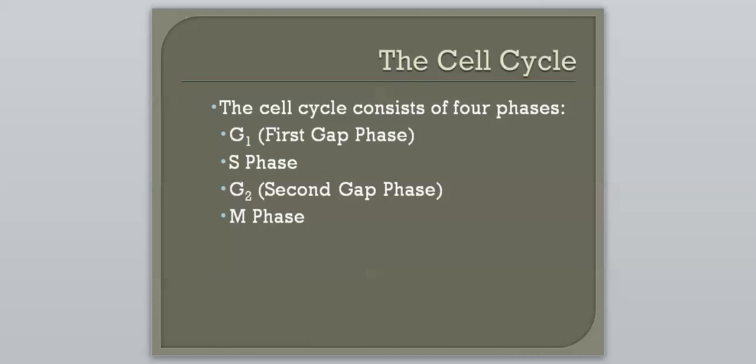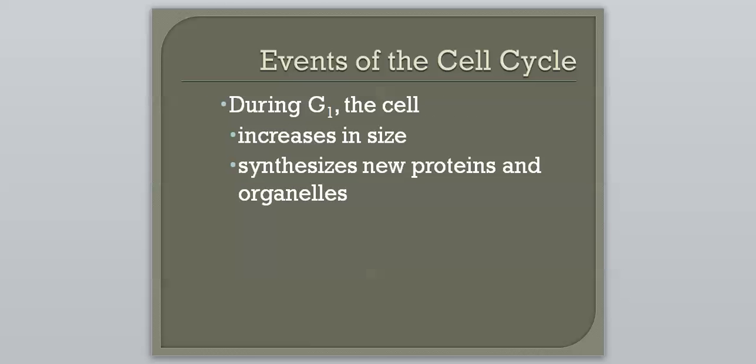So our steps here, we have G1, so these are 4 phases of the cell cycle. So we have G1, the G stands for growth, S stands for synthesis, and G2, again, just growth again, and the M phase stands for mitosis. So we're going to break each one of these down.